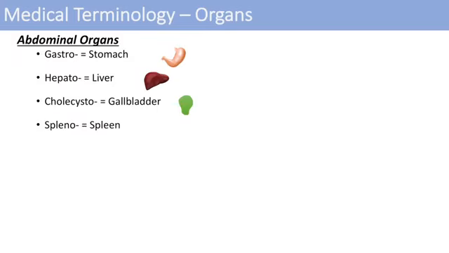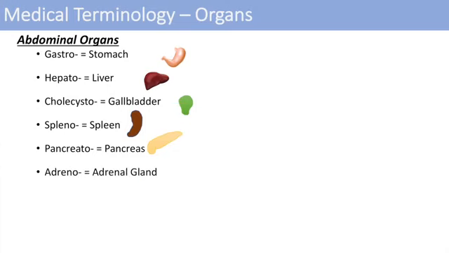Another one is spleno, that's just for the spleen. Another one is pancreato, for the pancreas. Another one is adreno, for the adrenal gland, just the gland that sits on top of your kidneys. And you might not have heard of this one, nephro for your kidney. So you can think of nephrologist. These are related to the kidney, and this word is derived from the nephron, or the functional unit within the kidney.